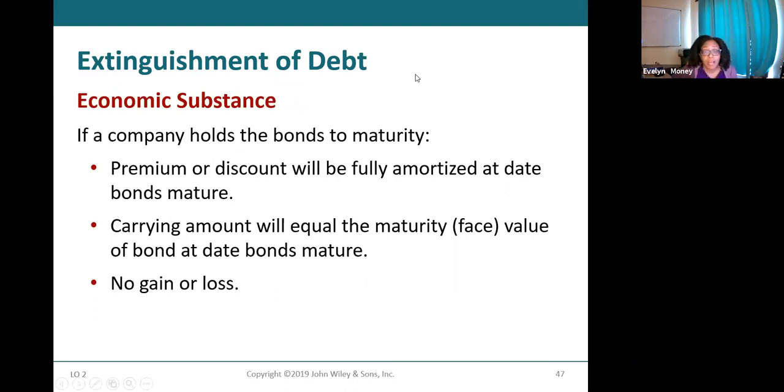So if a company holds the bonds until they mature, we don't really deal with any gains or losses at all, because the company is not in a better or worse off economic situation. They're simply paying off debt that they said they were going to pay off. At the end of the life of the bonds, the carrying value is equal to the par value, so there is no gain or loss to record.